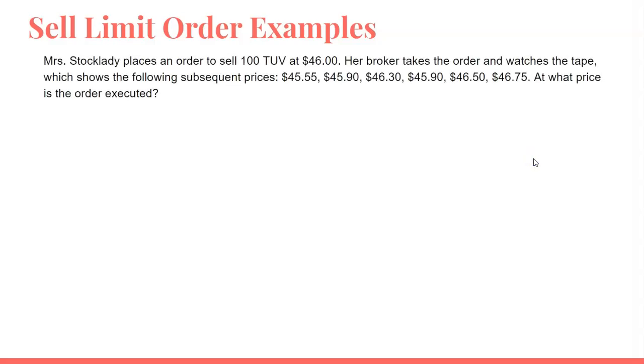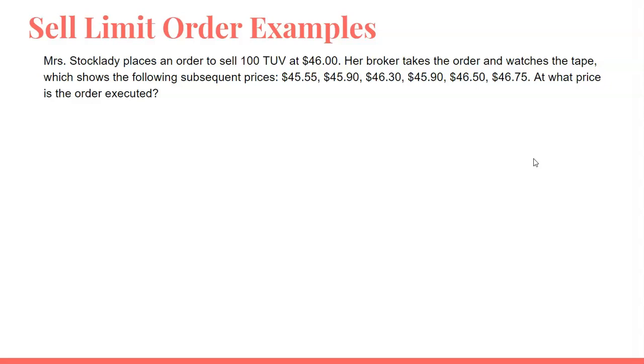Okay, let's take a look at a few examples of sell limits. Okay, Mrs. Stock Lady places an order to sell 100 TUV at $46. Her broker takes the order and watches the tape, which shows the following subsequent prices: $45.55, $45.90, $46.30, $45.90, $46.50, $46.75. At what price is the order executed?